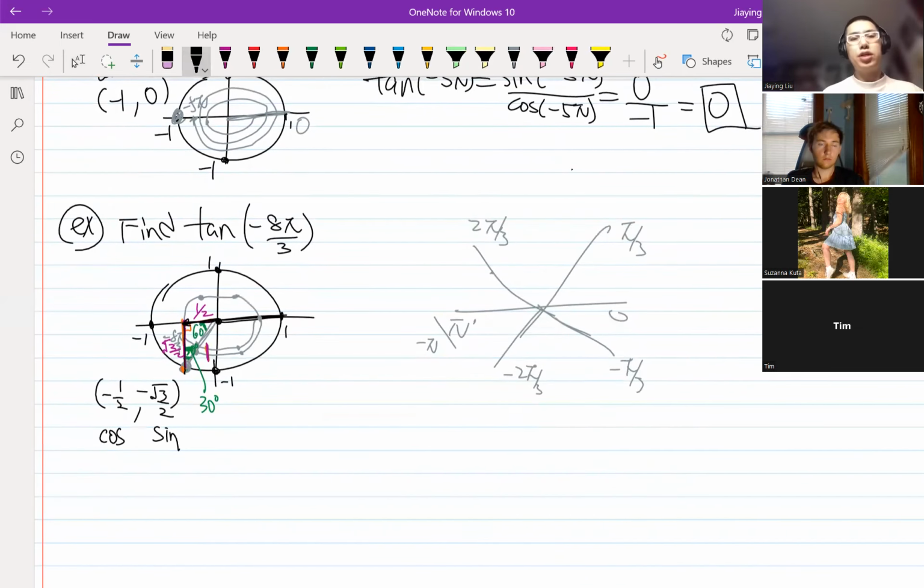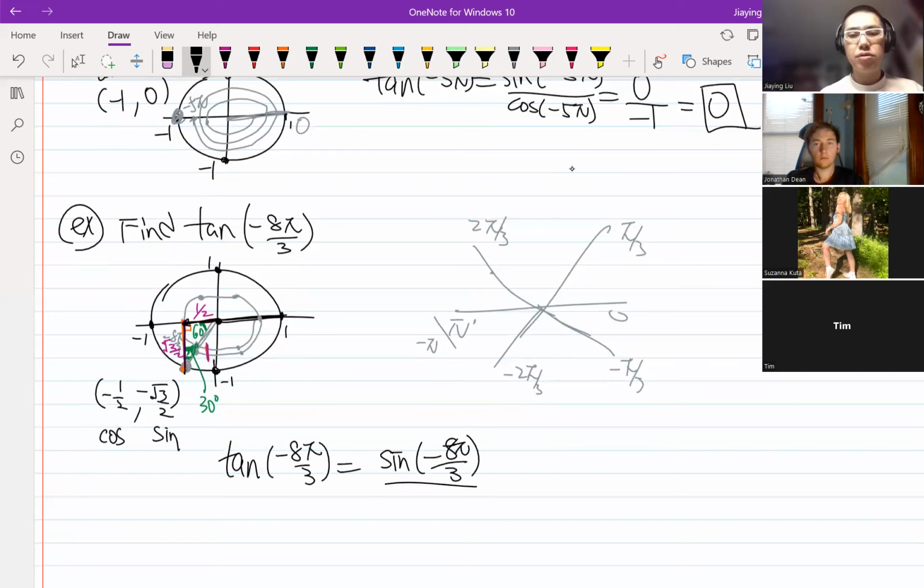And obviously, I'm not interested in sine and cosine, right? I want to find tangent. So tangent of negative 8 pi over 3 is going to be sine of negative 8 pi over 3 divided by cosine of negative 8 pi over 3. That's going to be sine, which is the y coordinate, negative root 3 over 2, divided by the x coordinate, which is negative 1/2. So negative divided by negative is positive.